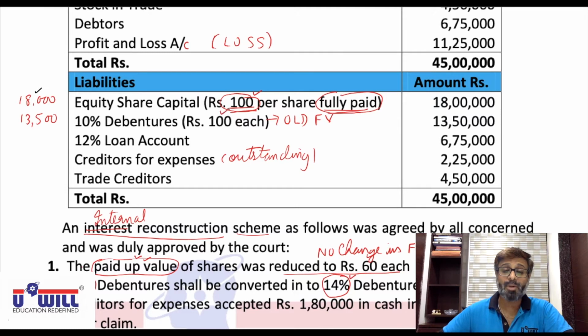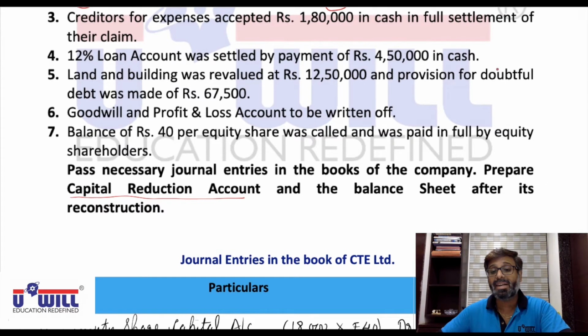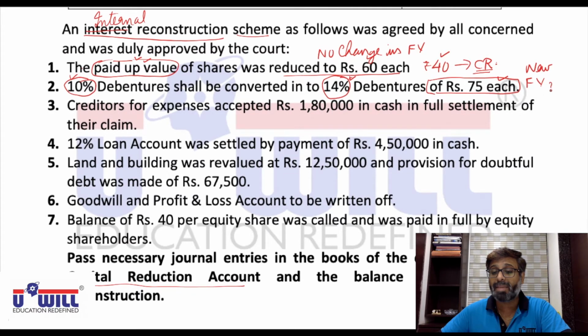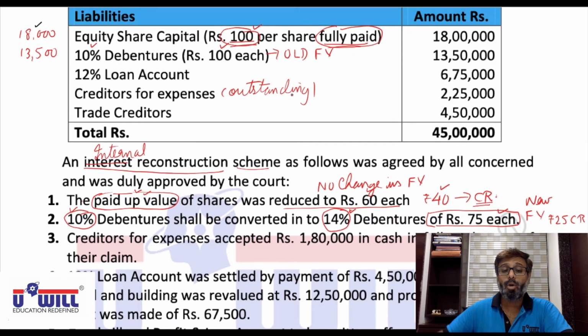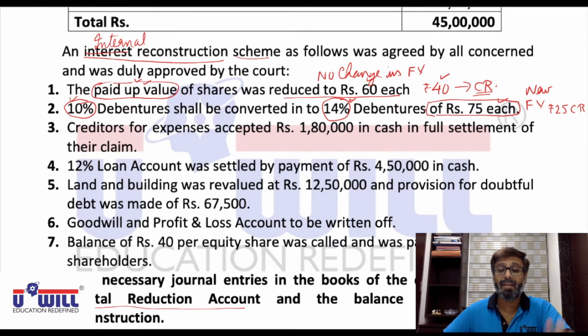So old face value 100 with 10% rate of interest we will debit. New face value 75 rupees with new rate of interest 14% we will credit. And from 100 it is reduced to 75 means 25 rupees they are sacrificing will be transferred to capital reduction account. I repeat, old face value 100. Now here it is not given paid up value. They are converted into 14% debentures of 75 means 75 is the new face value. So 25 rupees what they are sacrificing will be transferred to capital reduction.